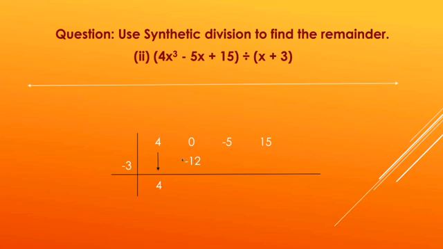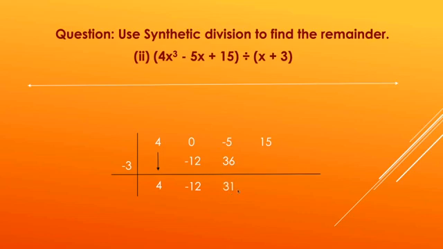Now next step is to add these two values. When we will add these two values, we will get minus 12. Now again we will multiply minus 12 with minus 3 and we have to write the answer here. 12 3s are 36, minus minus plus, so we will write 36 here. Again we will add these two values. 36 minus 5 is 31, so we will write 31 here.